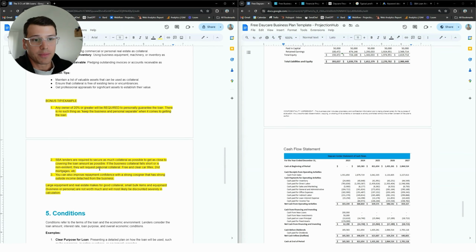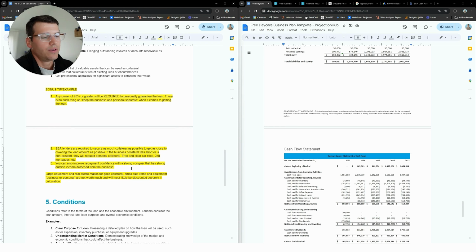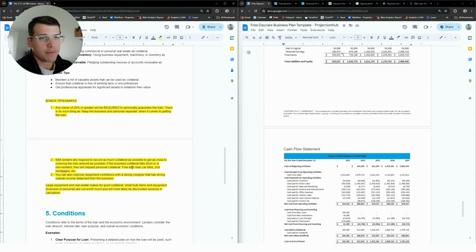Secondly, I was already talking about how SBA lenders are required to secure as much collateral as possible. The SBA, the federal government, is requiring them to get as much collateral as possible because they're using tax dollars to help cover some of the losses for those defaulted loans. So, things that work for collateral, I already mentioned buildings. If you have a free and clear car title, you could pledge that as collateral for the loan.